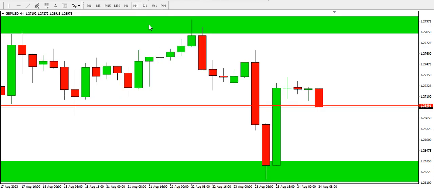You can see on the 4-hour time frame it's also ranging, but for now the descending trend line suggests that price will drop.